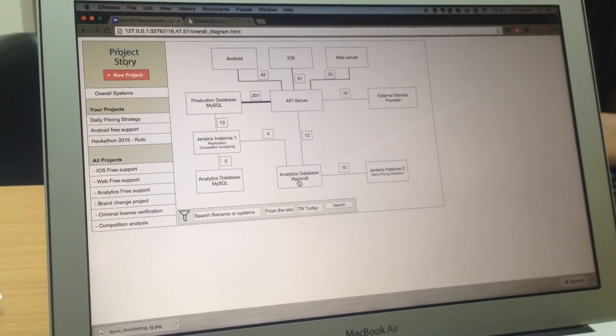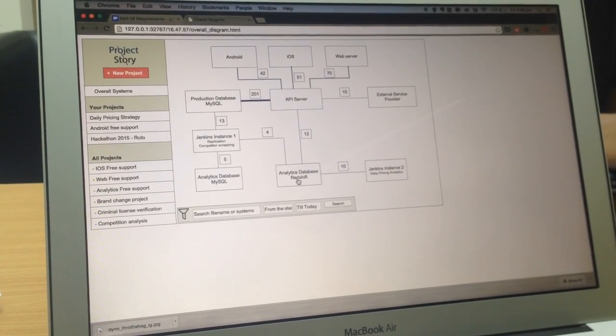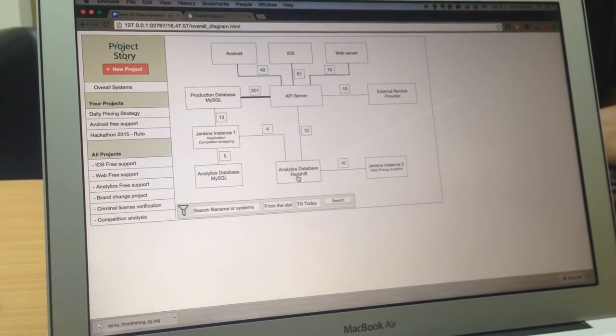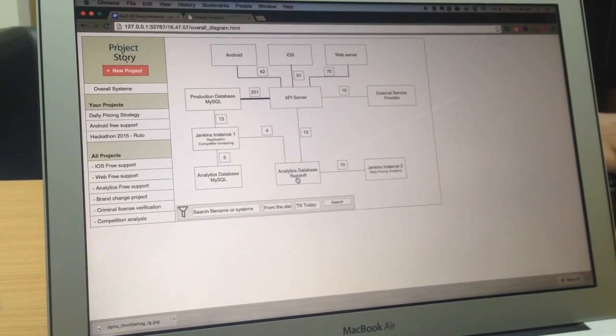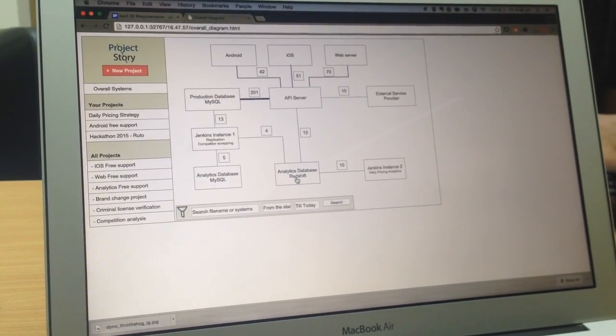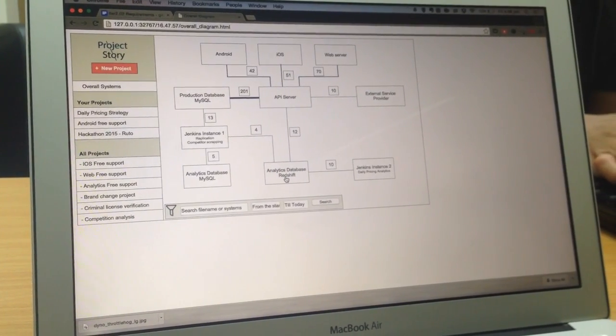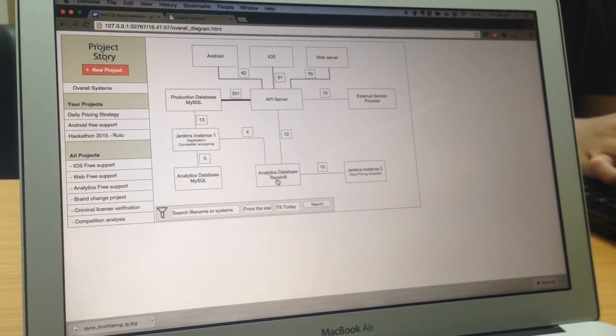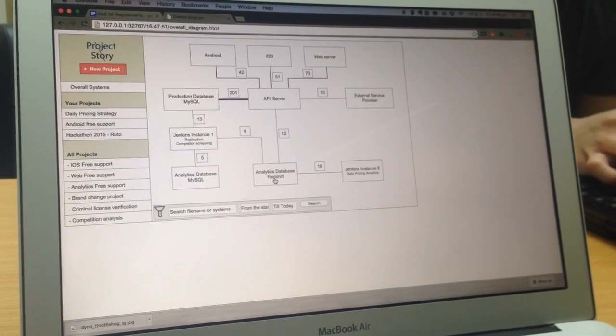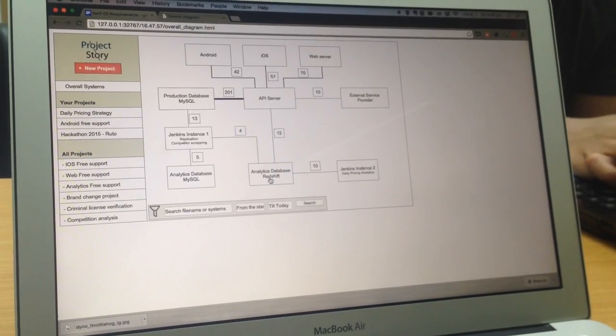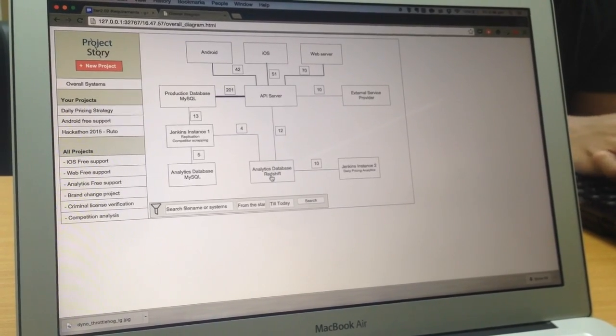His hunch is that at least one of the systems connected to the analytical database is the initiator of the SQL query. After checking each connection and looking through the tasks associated with it, Steve narrowed his list of suspects to one system, Jenkins Instance 2.